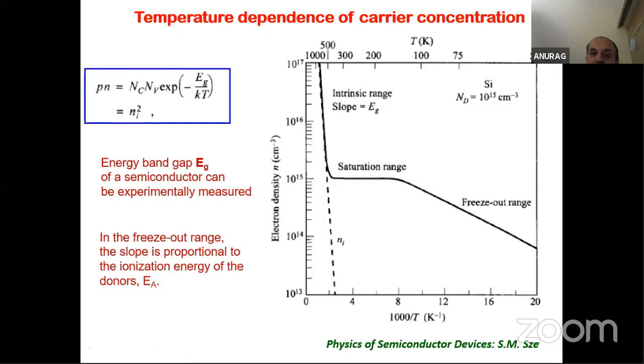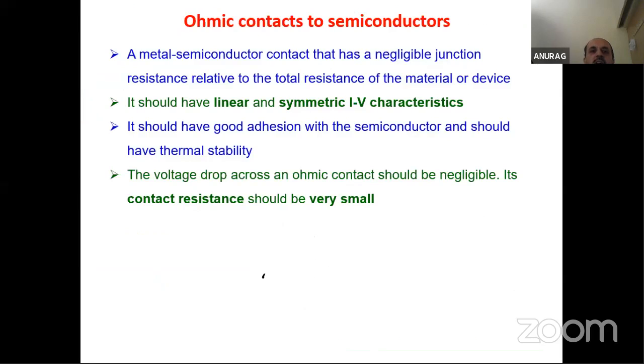So if I want to calculate the ionization energy of the donors, I can again do this temperature dependent Hall effect measurement. Using resistivity, Hall effect, and temperature dependent Hall effect measurement for a particular semiconductor, I could calculate resistivity, carrier concentration, mobility, its band gap, its ionization energy, and so on. So now I come to the topic of ohmic contacts.